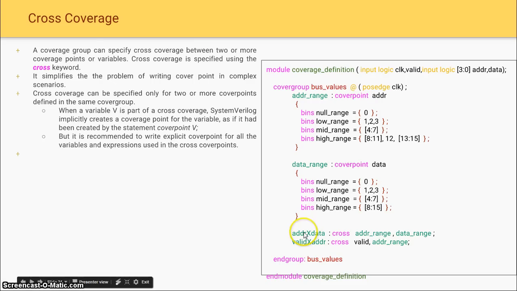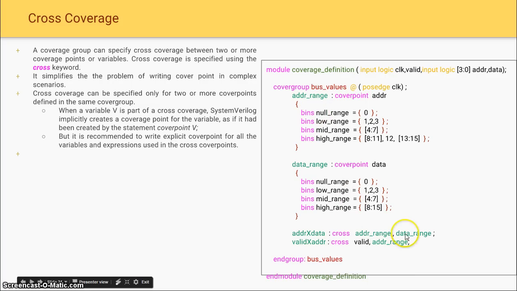So this is the syntax to define a cross product coverage in SystemVerilog. You can give an optional name followed by a colon, then use the keyword cross and list down the cover points which you wanted to cross. Here I wanted to cross the addr_range and data_range cover points. So see that these are the names of the cover points defined.